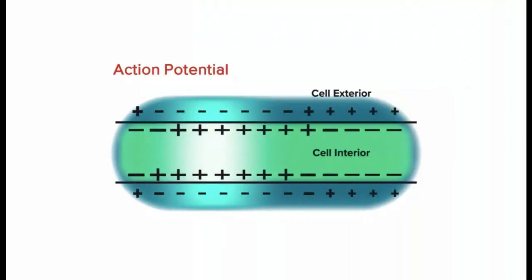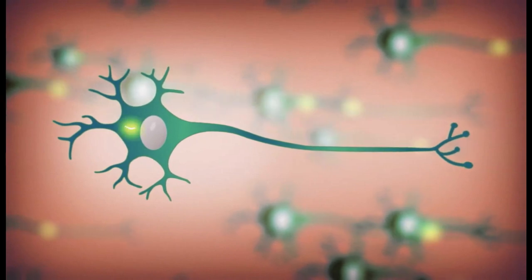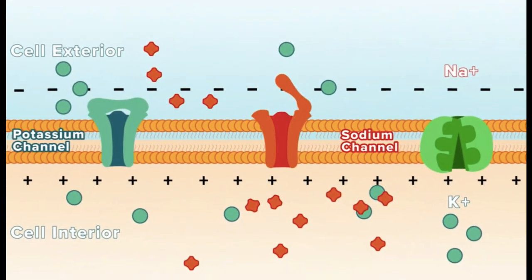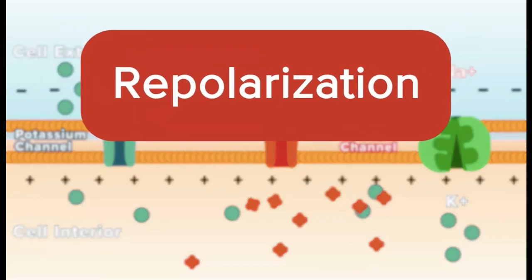Remember that we're only looking at one small section of the membrane. As depolarization happens down the entire membrane of the neuron, the action potential moves along the length of the axon, passing along the signal. The act of the cell returning to its resting potential is called repolarization.